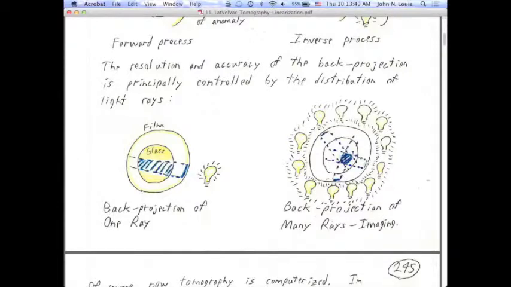Really, the resolution and accuracy of back projection, and this is going to hold even when we apply back projection to migration, and really any other process, gets controlled principally by the distribution of light rays. Okay? So if we have exactly one ray to forward project and then back project, here we're back projecting that one ray, and we've got the film wrapped around the smoke glass, and here's the shadow of the body, the white spot on the negative film.